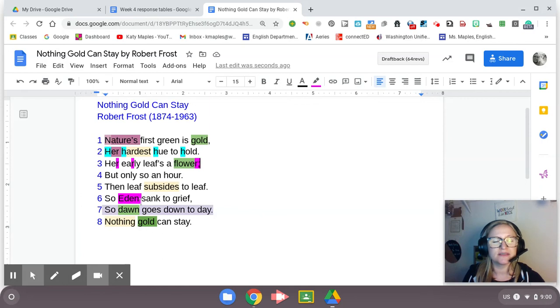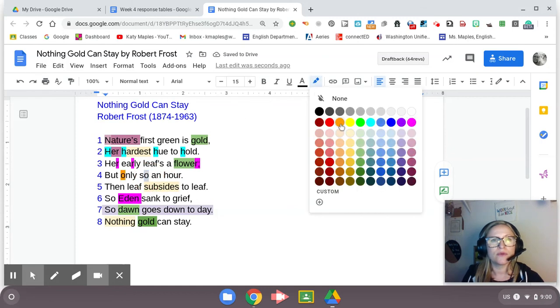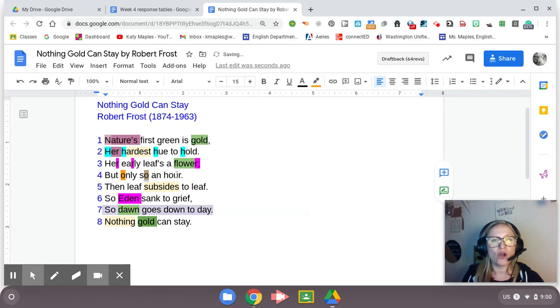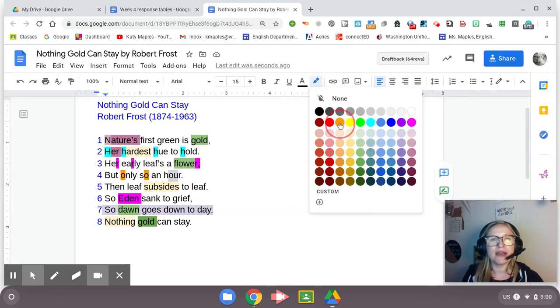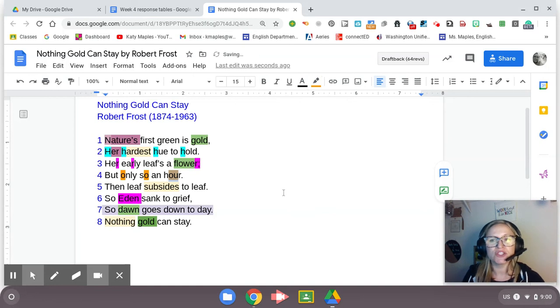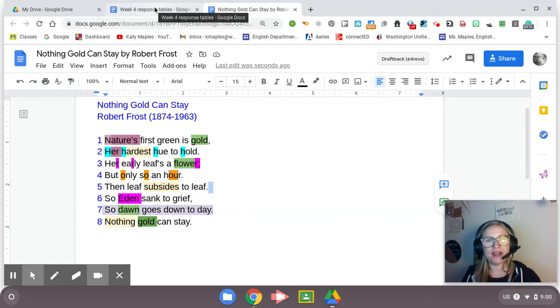There's others. Robert Frost knows how to create sound in his poem. He's really good at it. Only so an hour. That o sound repeating, that would be assonance. Only so an hour. Okay. Again, if that was a little tricky for you, it's all right. We'll get back to it.